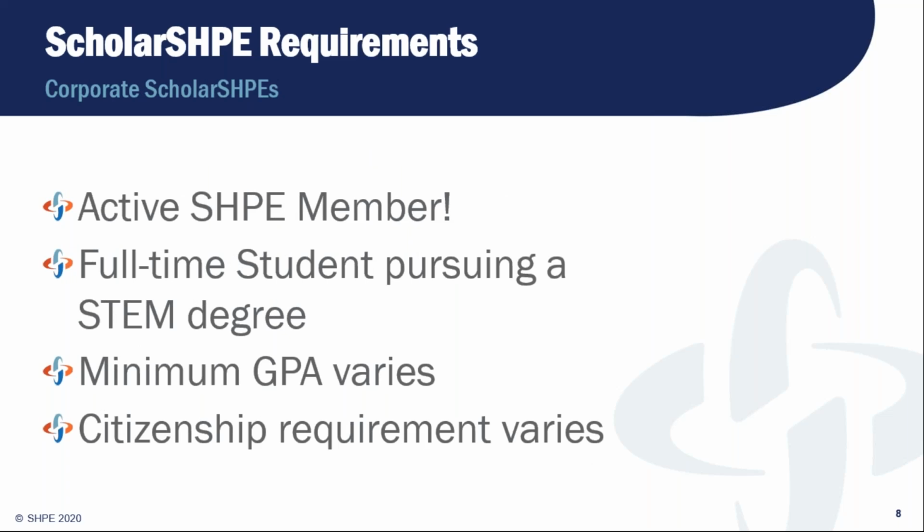For our corporate funded scholarships, the requirements vary. And when you access the application, you will see what the exact requirements are for the scholarship which you are applying to. But the SHPE membership is still a requirement of all of our scholarships, regardless of how they are funded. You must be a full-time student pursuing a STEM degree. Minimum GPA varies depending on the corporate sponsor and the GPA level that they've set. And citizenship requirements do vary because some of our corporate funded SHPE scholarships do require citizenship.